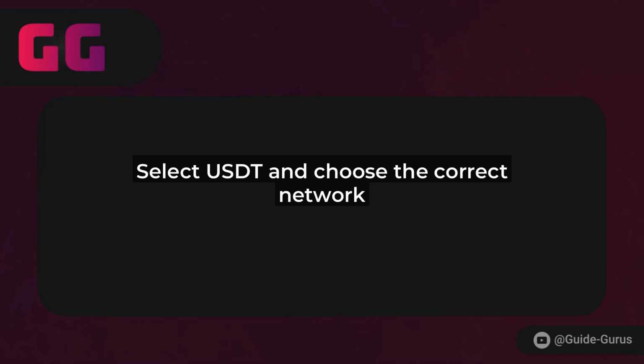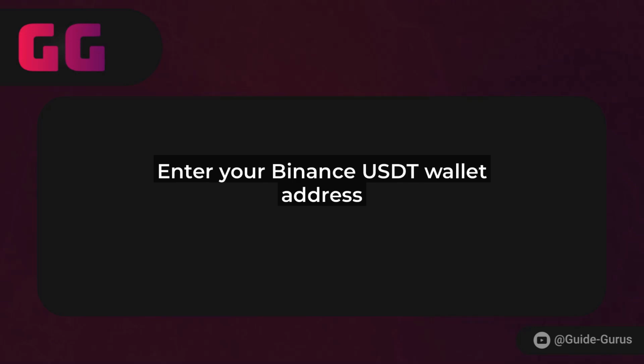Next, click on the Withdraw button next to USDT. You'll need to select the right network for the transfer. In 2025, popular options include Tron, TRC20, or Ethereum, ERC20. But always choose the one that matches your Binance wallet to avoid any issues. Pro tip: mismatched networks can lead to lost funds, so verify this step carefully.